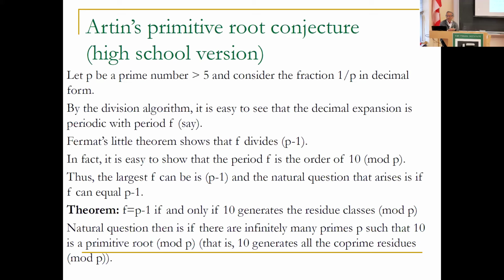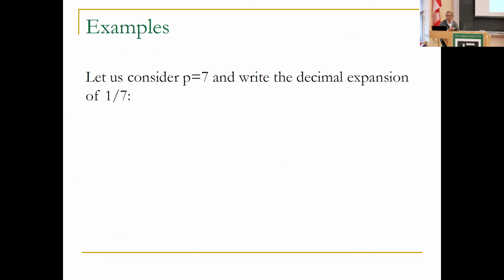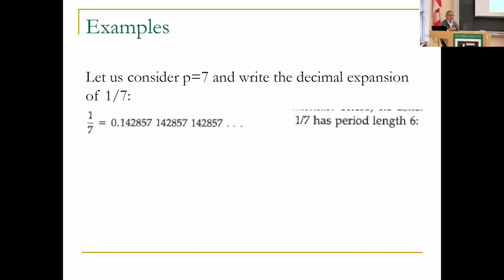That's a fact. And so the natural question is whether there are infinitely many primes p such that 10 is a primitive root, so that the period is the largest possible. Now, let's give a few examples. Let's take p equals 7. You write down 1 over 7, and it turns out it has a period of 6. So it's the largest possible it can be, and so 1 over 7 does satisfy that. By contrast, 1 over 11 has a period length of 2. That's because 10 has order 2 mod 11, because 10 is the same as minus 1 mod 11, and minus 1 squared is 1.